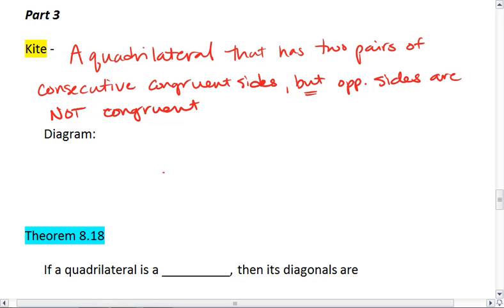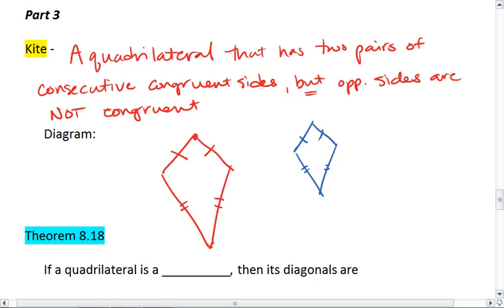What we get is a figure like this. We'll have two congruent sides and then two other congruent sides, side by side, side by side. What we realize though is that our opposite sides are not congruent to one another. The same thing with these opposite sides. And it always does look like a kite that you might go out and fly on a wonderful summer's day.